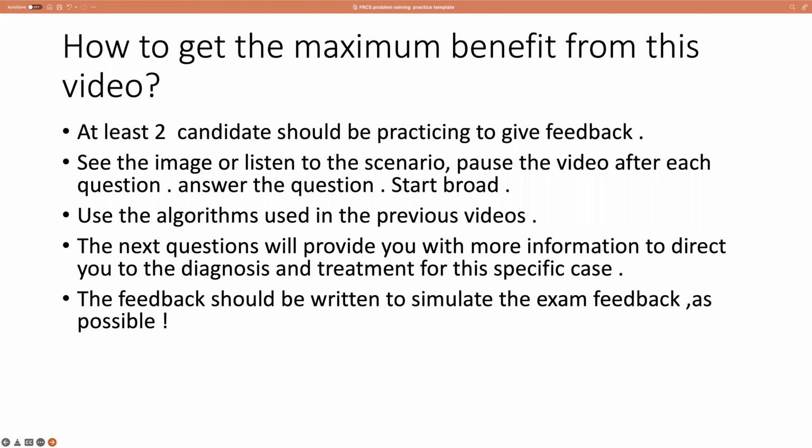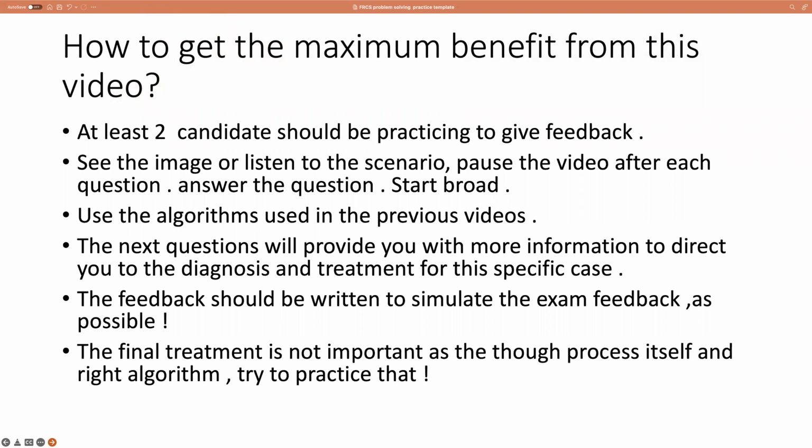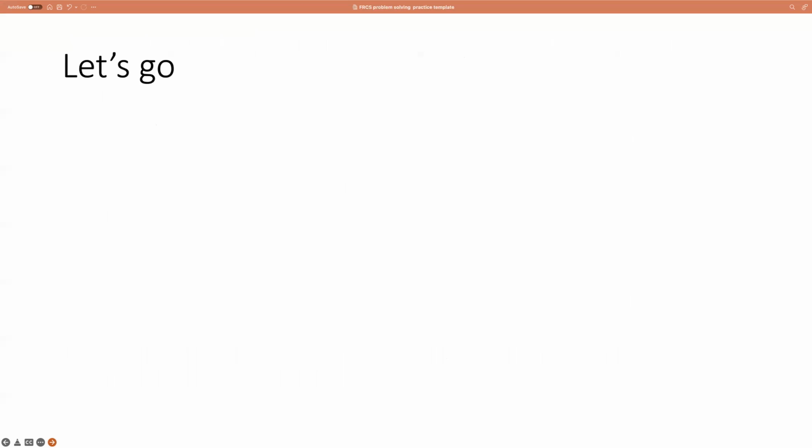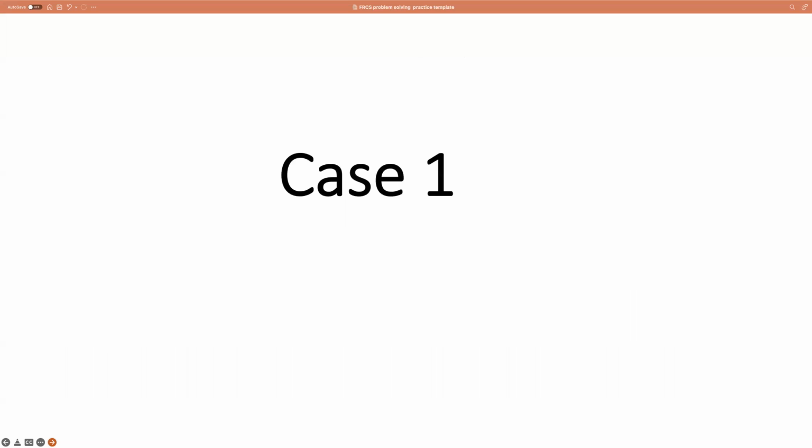The feedback should be written to simulate the exam feedback as much as possible. The final treatment is not as important as the thought process itself and the right algorithm. Try to practice that. Let's go.